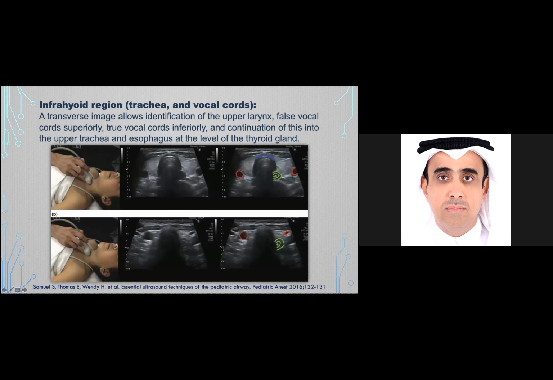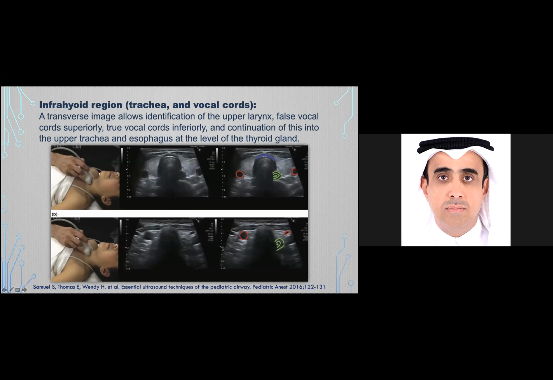As we turn the probe 90 degrees to the longitudinal orientation, we see the tracheal rings as a string of black pearls. As we move the probe cranially, we come to a larger hypoechoic structure. This is the cricoid cartilage. Beyond that is the cricothyroid membrane. And cranial to that, we begin to discern the thyroid cartilage. We highlight them once again in color for clarity.